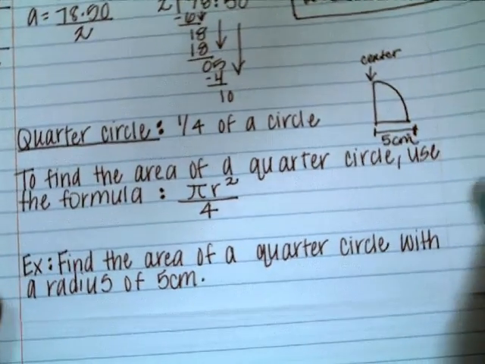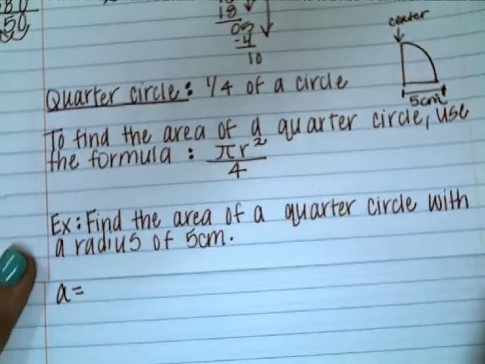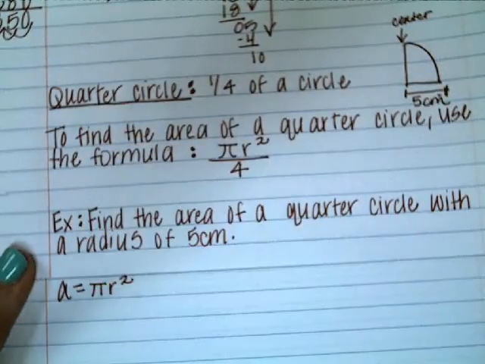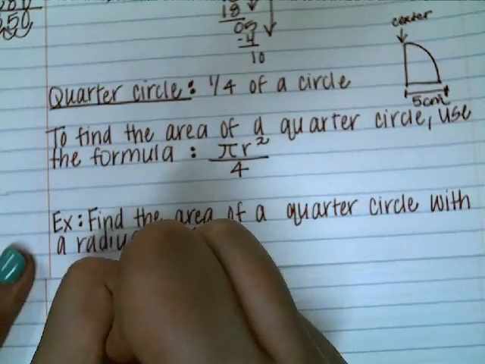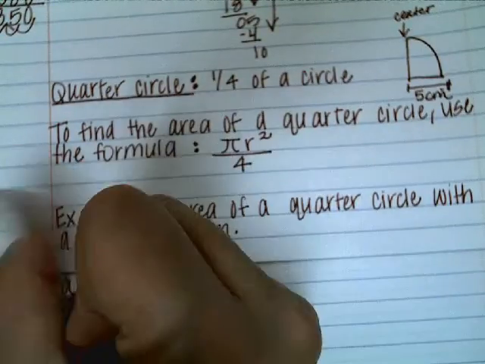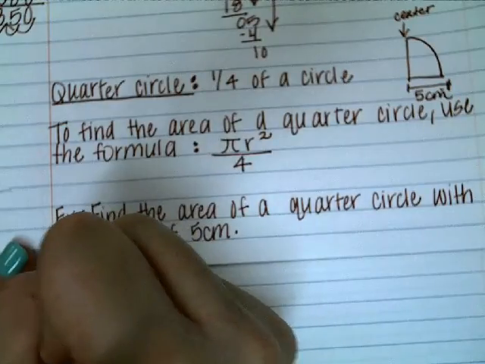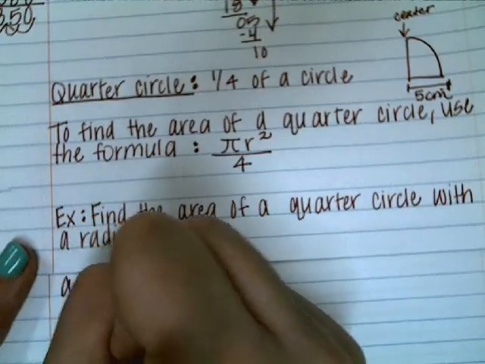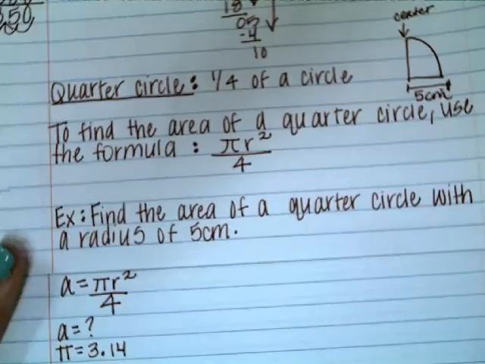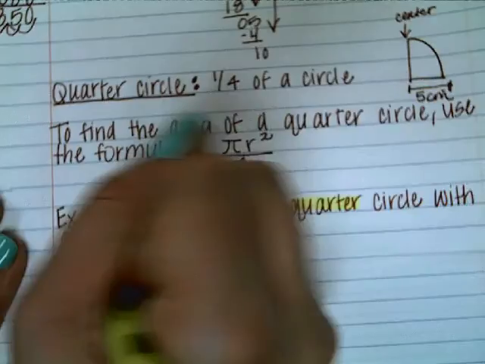Next thing we want to do is write down our formula. Since we're talking about area, we're going to write our area formula of a circle. A equals pi r squared. And since we're talking about a quarter circle, we're going to divide by 4. We don't know A, that's what we're looking for. Pi equals 3.14, and R is 5 centimeters. It told us that in our problem.